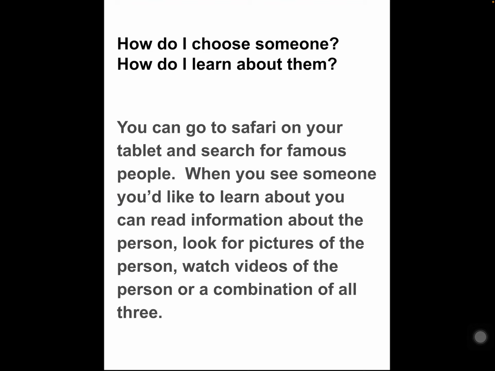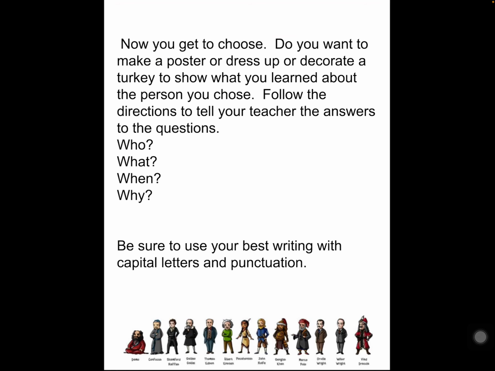Now, how are you going to choose someone and how are you going to learn about them? Well, you can go to Safari on your tablet and search for famous people. And then when you see someone that you'd like to learn about, you can read the information about that person. Look for pictures of that person. Watch videos of that person, or even a combination of all those three.